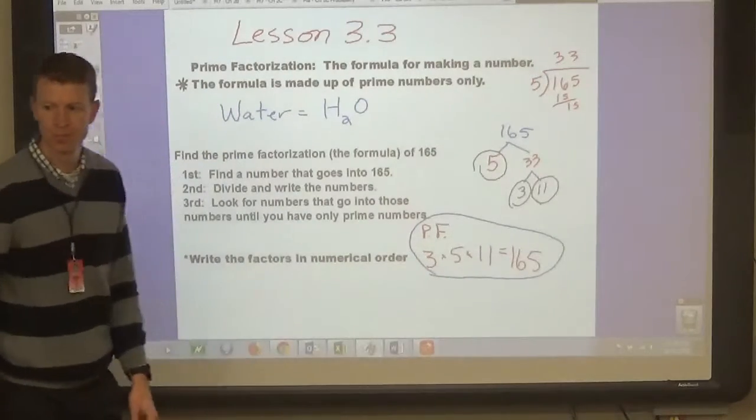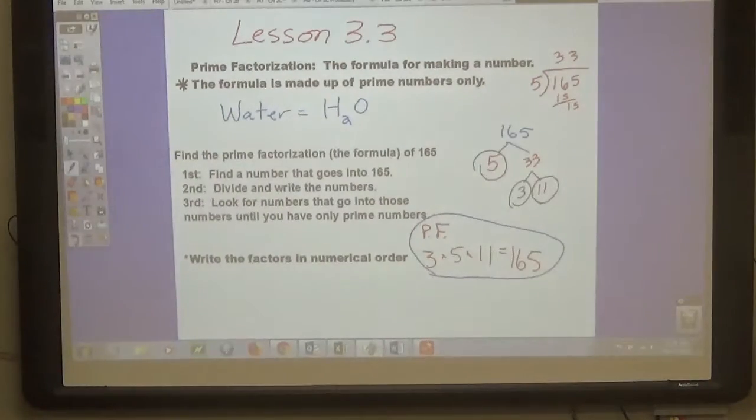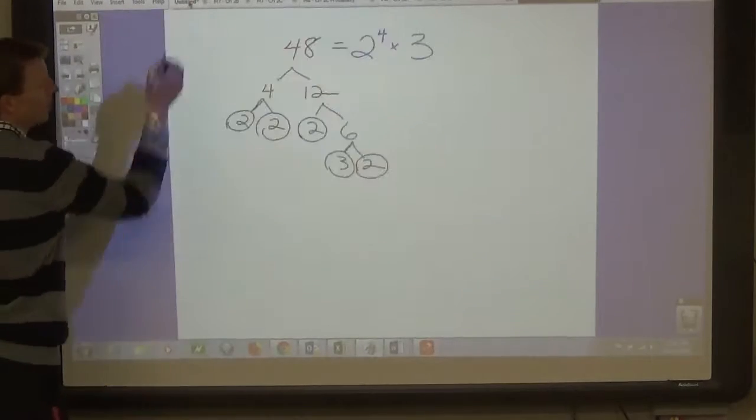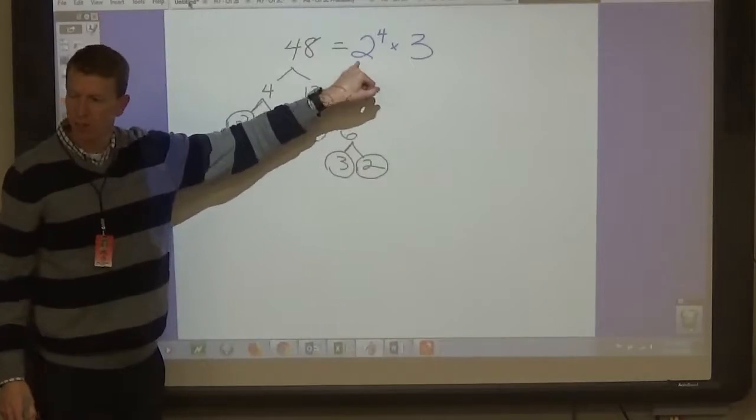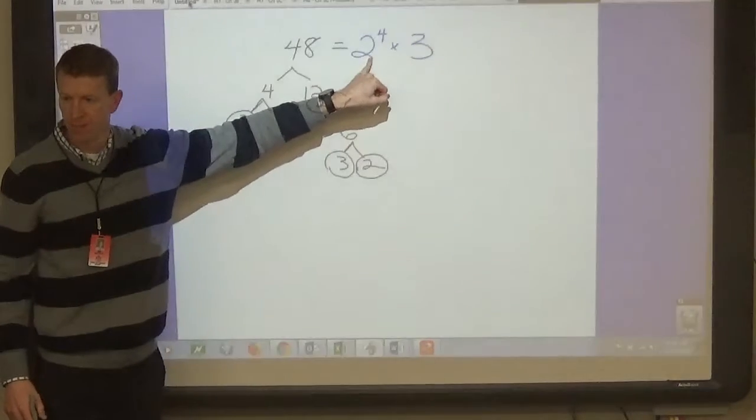Okay? Arthur? Can you do what you said, 2 times 2 times 2 times 3? No, then you have to simplify it. Then you have to shorten the formula and write it using exponents. Okay?